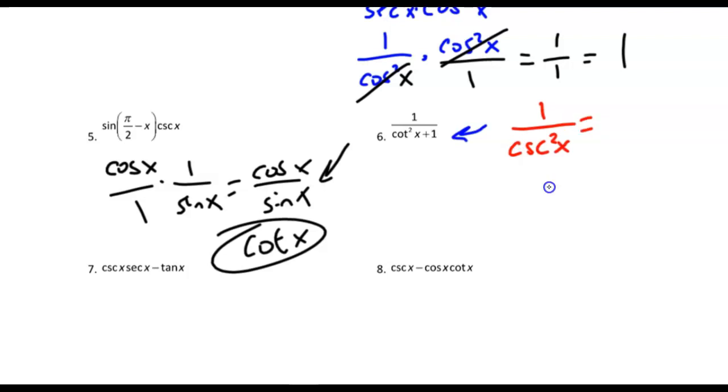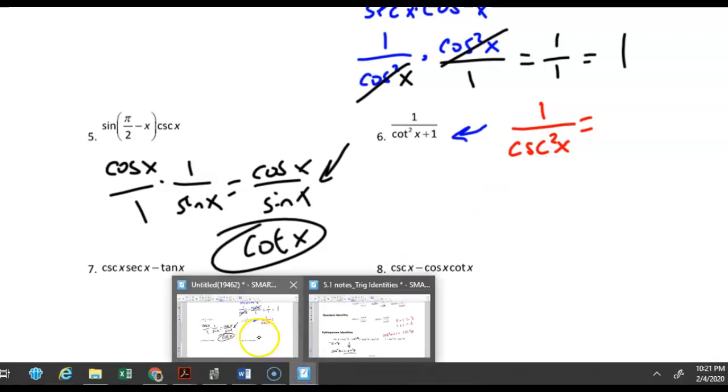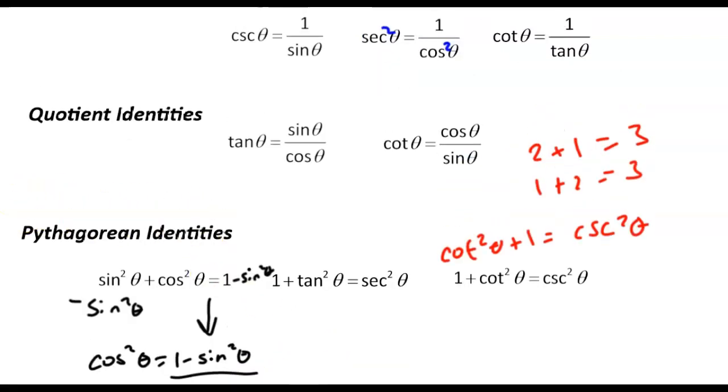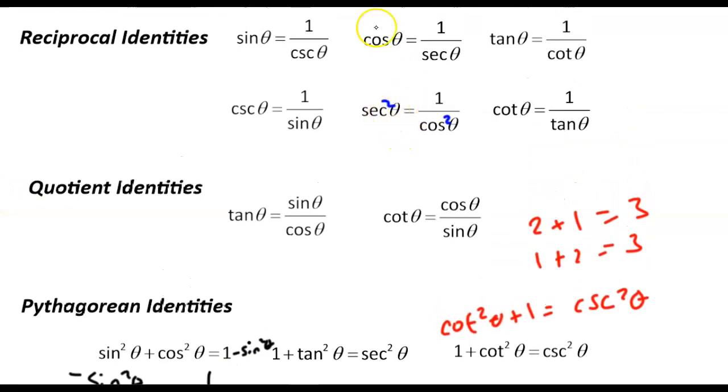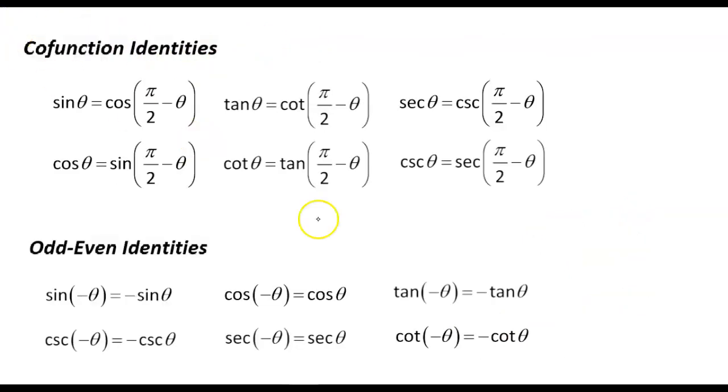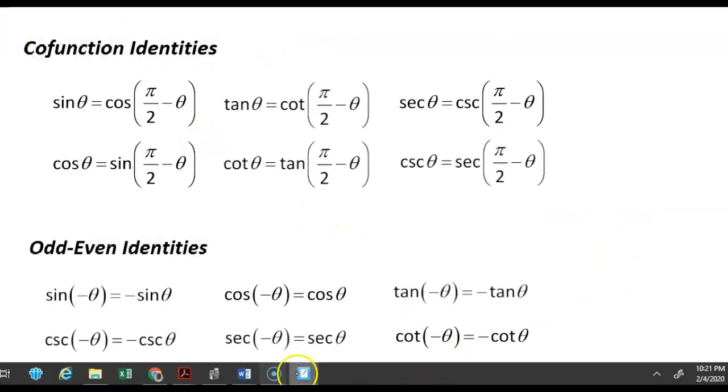So now, 1 over cosecant, we know what that identity is, and all this comes from the sheet. I'm telling you, 1 over cosecant is right here. But we have 1 over cosecant squared. Well, what would that be? Sine squared. Remember, the exponent travels. So it's just sine squared.